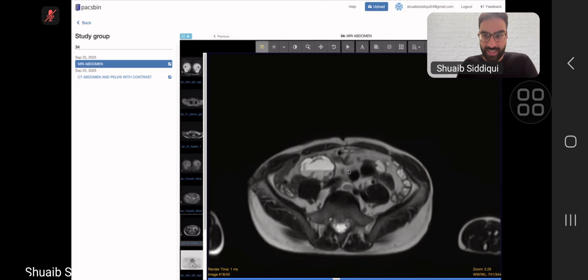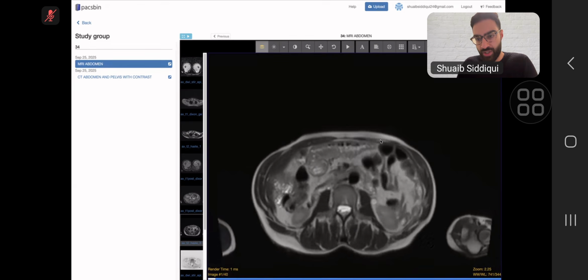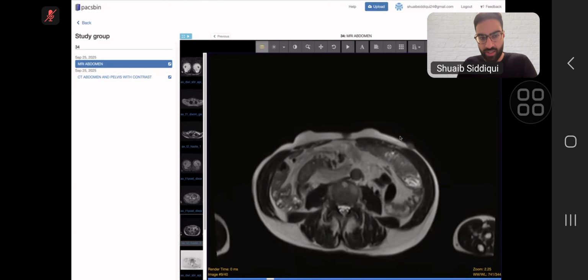Primary differential for a cystic lesion coming off the small bowel, you need to think GIST. In a patient with NF1, there is an association. It's a recognized association between GIST and NF1.